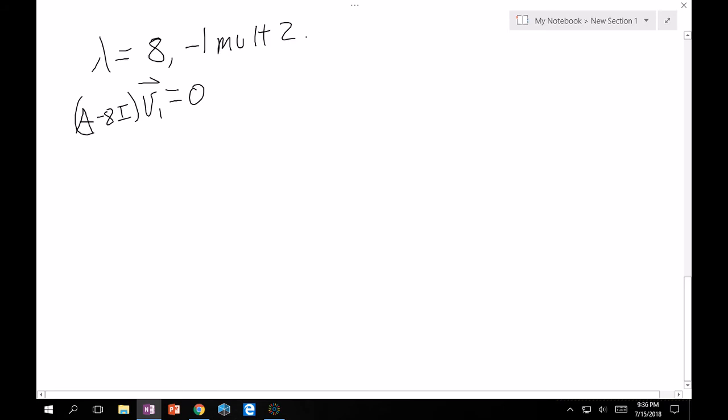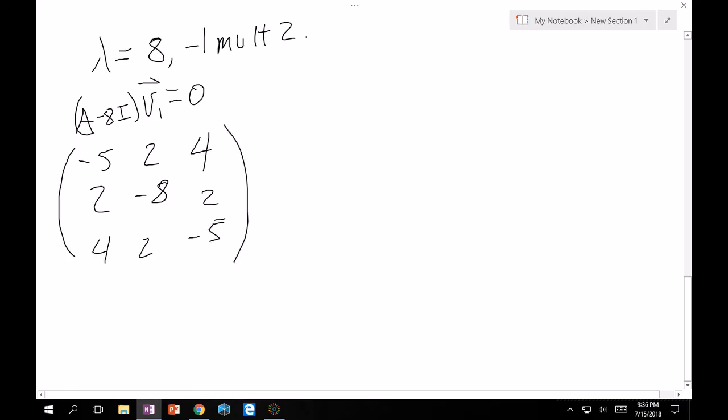Great. So from the matrix above, hopefully you've written it down. If you subtract 8 across the diagonal, the matrix becomes minus 5, 2, 4, 2, minus 8, 2, and then 4, 2, minus 5. Okay. Now, your goal is to just row reduce this as far as you can until you can manipulate the equations in order to find the eigenvector that satisfies this. Okay?